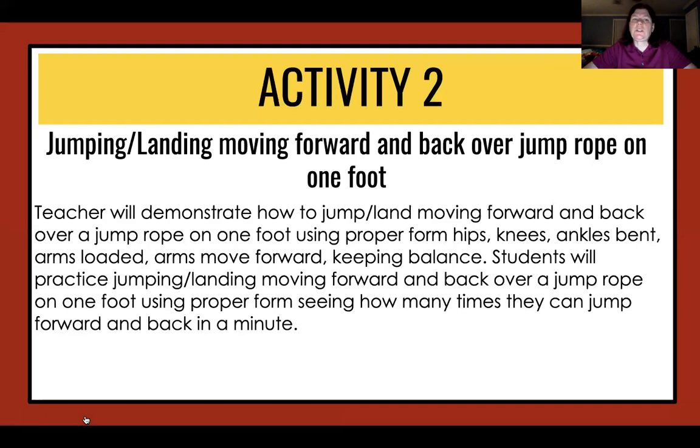So activity two is jumping and landing, moving forward and back over the jump rope on one foot. The teacher will demonstrate how to jump and land, moving forward and back over a jump rope on one foot using proper form: hips, knees, ankles bent, arms loaded, arms moving forward, keeping balance. Students will practice jumping and moving forward and back over a jump rope on one foot using proper form, seeing how many times they can jump forward and back in a minute.